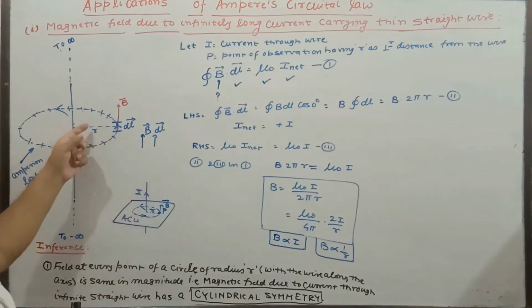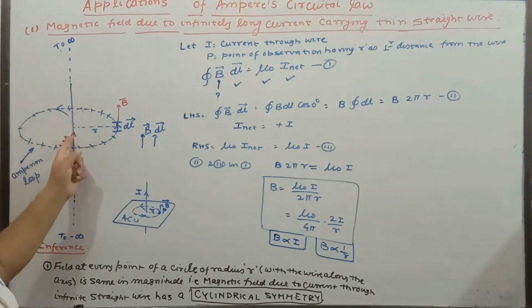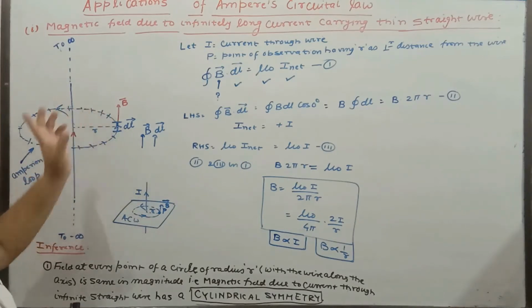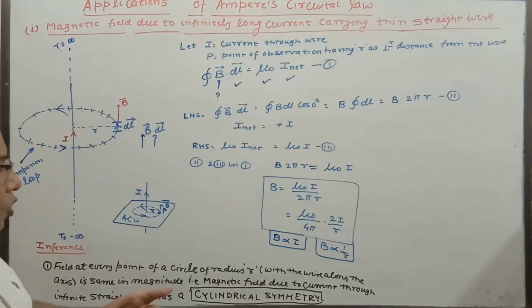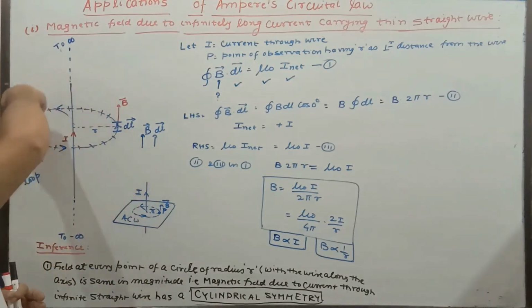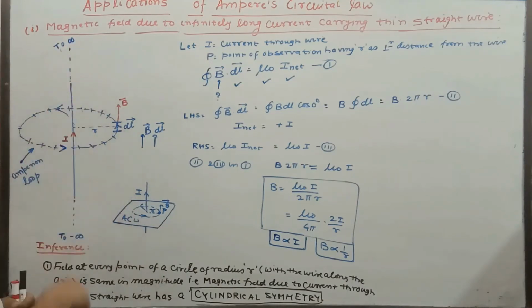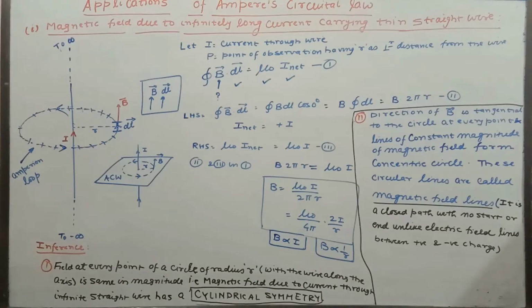So if we form a number of circles of radius r having center on the wire, then at all the circles the magnitude of the magnetic field remains the same. So the magnetic field due to current through an infinite straight wire has cylindrical symmetry, and if you join all such circles having constant magnitude of the magnetic field at the circumference, it is going to form a cylinder, and that is why it is known to have cylindrical symmetry. Now come to the second point. The first point of inference gave us the cylindrical symmetry explanation.